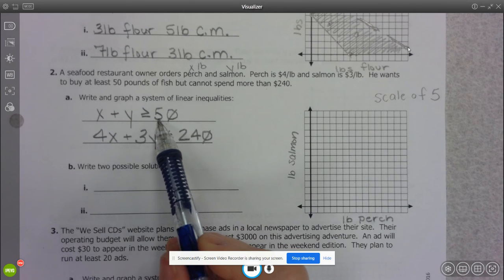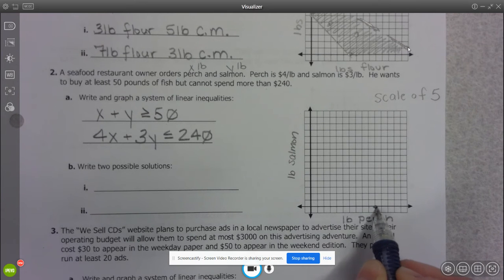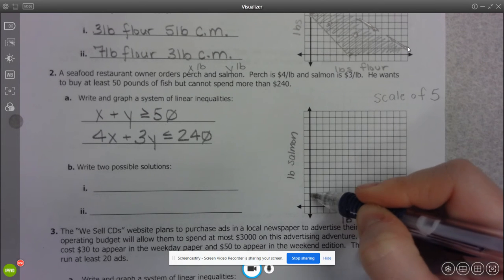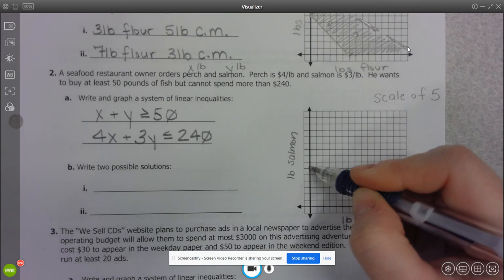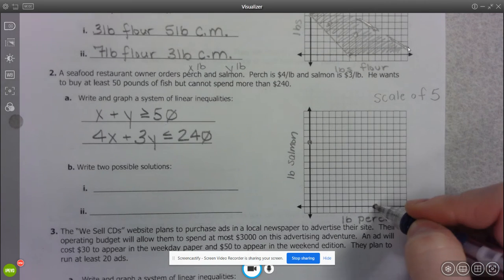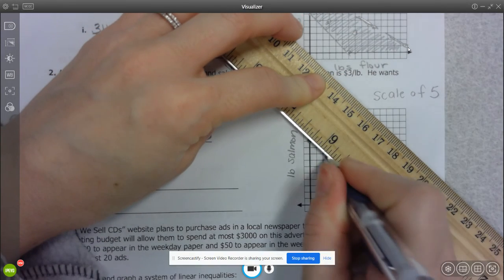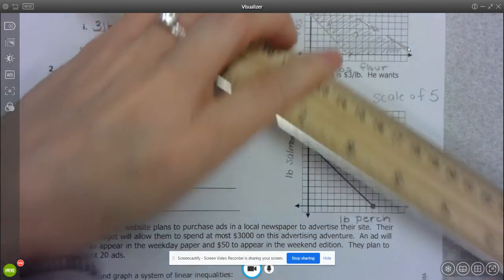Because that's the only way I'm going to be able to get to 50 for my x and y intercepts. So 5, 10, 15, 20, 25, 30, 35, 40, 45, 50. All right, so here is the line for the pounds of fish we're getting.